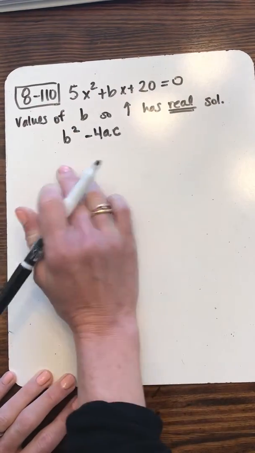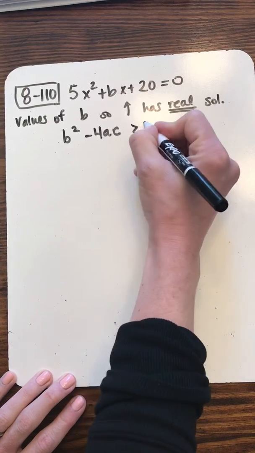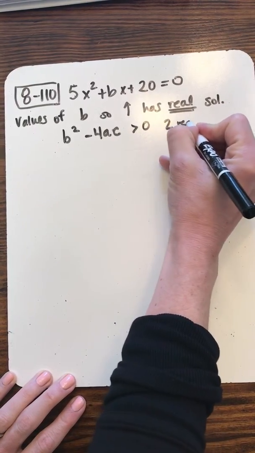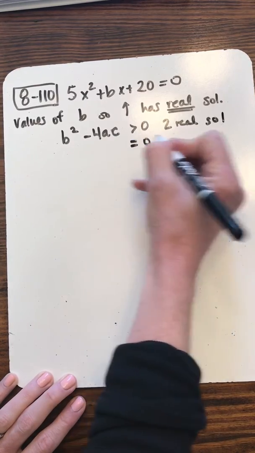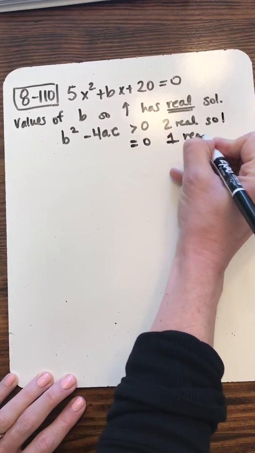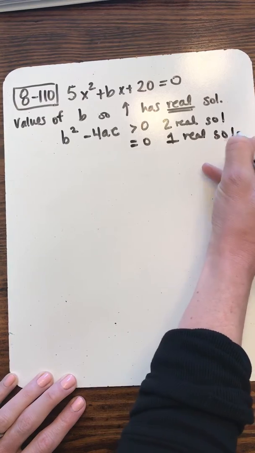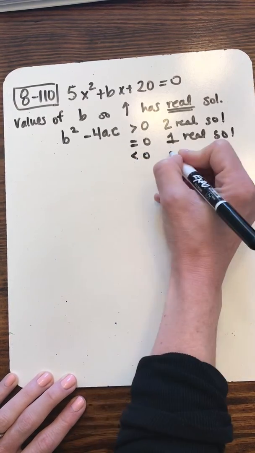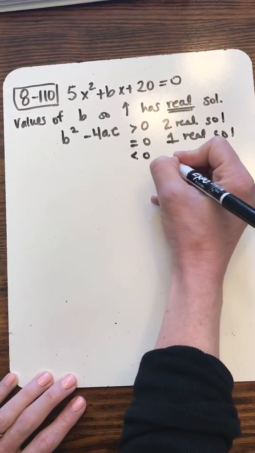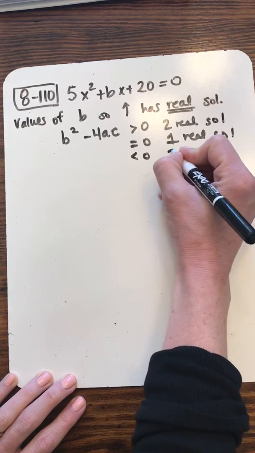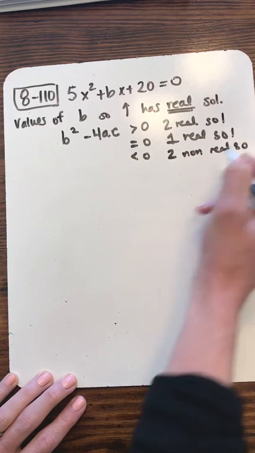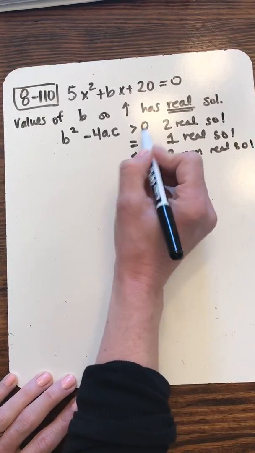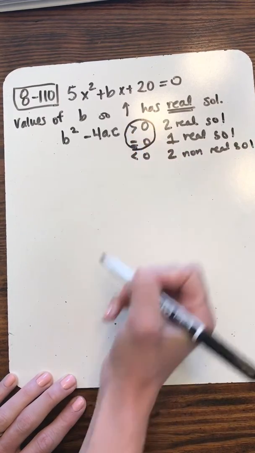So we've learned that when the discriminant is greater than 0, we would have two real solutions. When the discriminant equals 0, we have one real solution, and on a graph it would bounce. And then finally, if it was less than 0, we wouldn't have real solutions. We'd have those complex numbers, meaning we would have two non-real solutions. So what we're considering here are really these two cases where it's greater than or equal to 0.